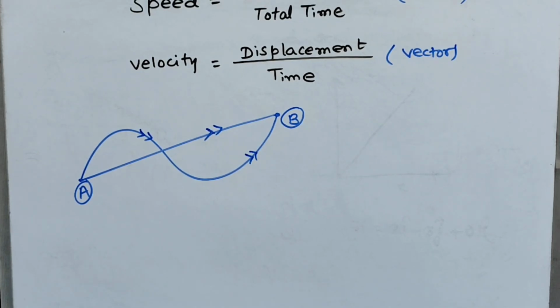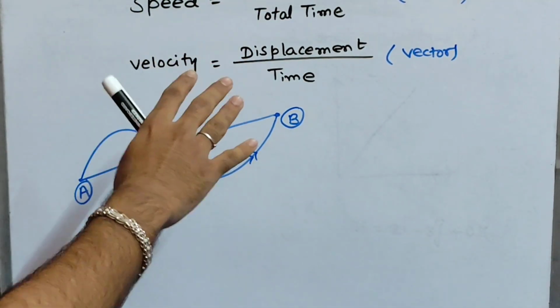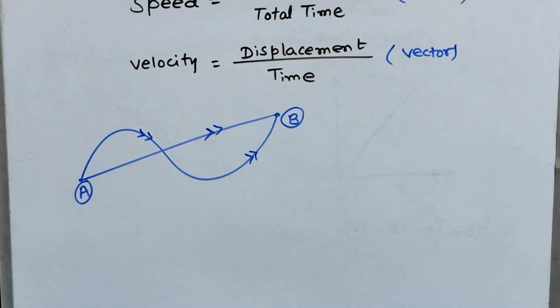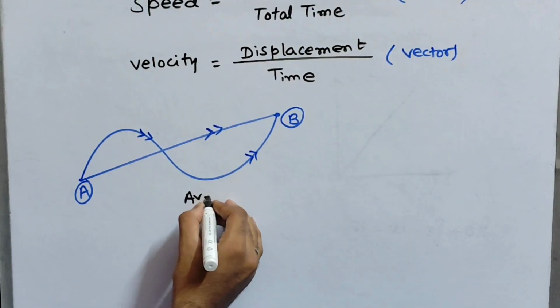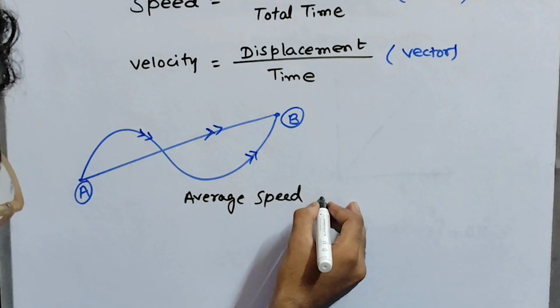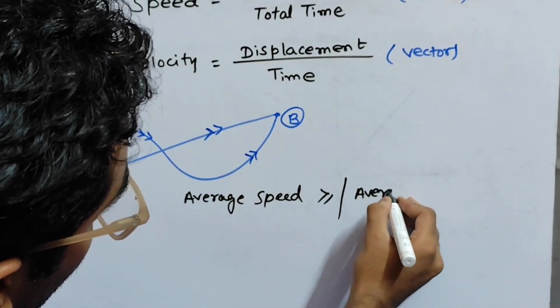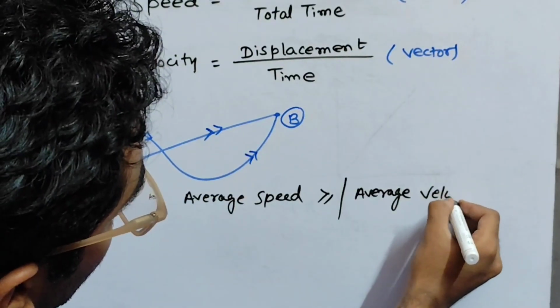Now, what is the meaning of average speed? Average speed is total distance by total time, and average velocity means displacement by time. One important concept: average speed is always greater than or equal to the modulus of average velocity.